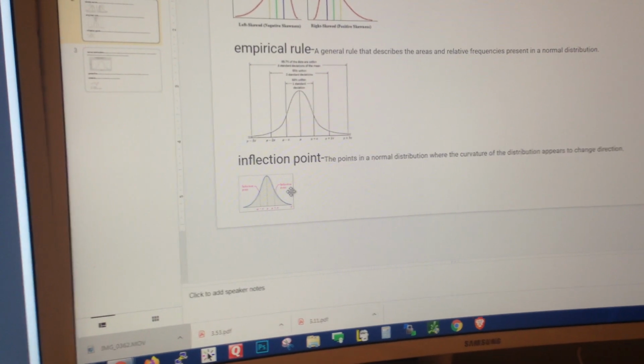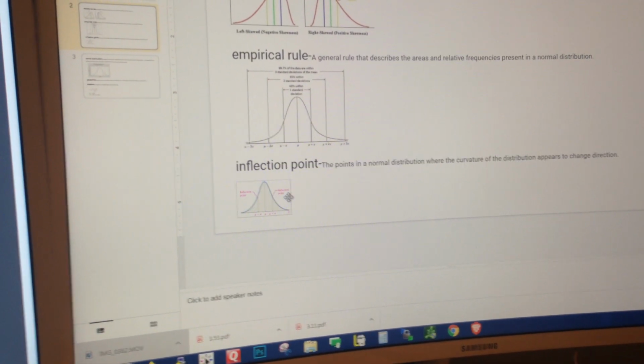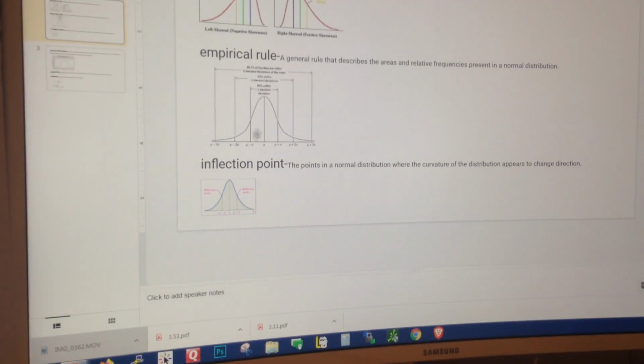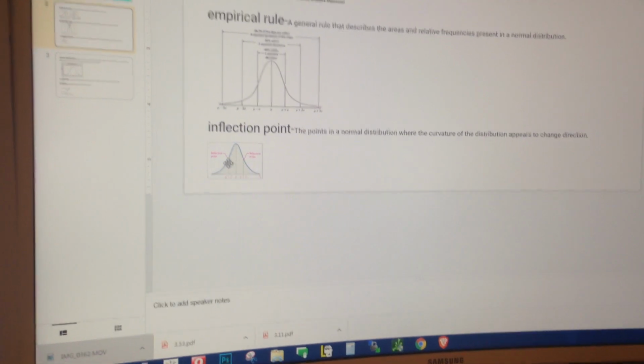The next is the inflection point, which is where the curvature appears to change direction. So like for example on this one it'd be here and here. It shows that again here.